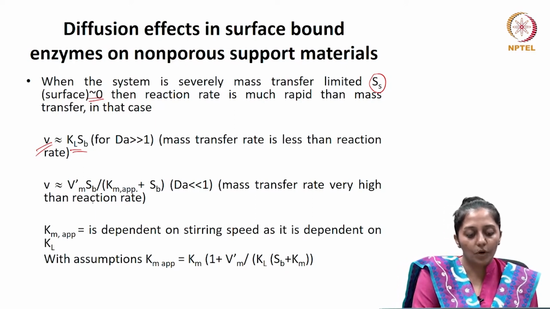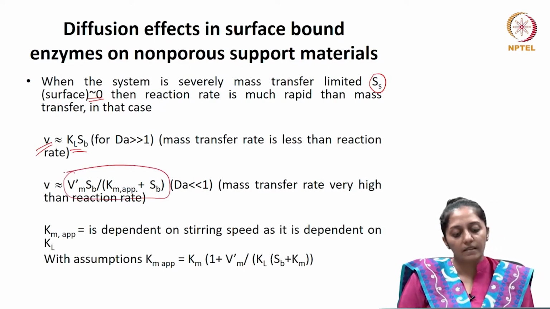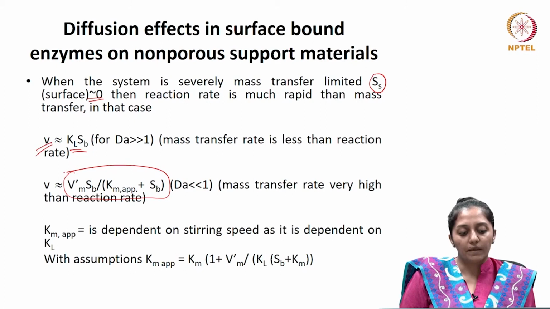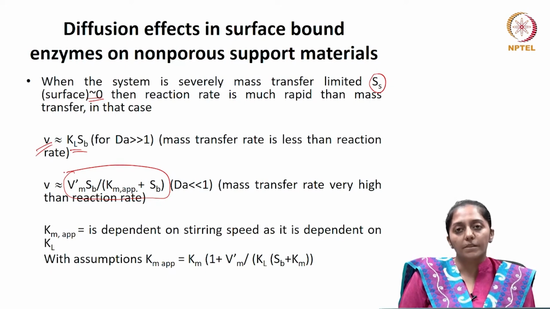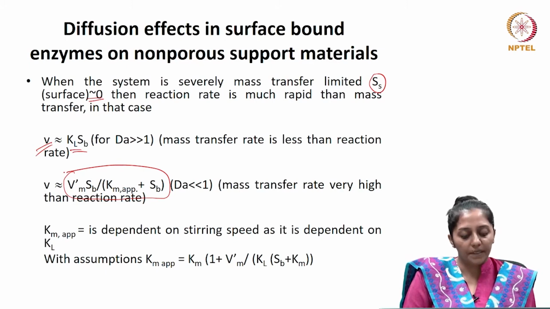Here, if it follows Michaelis-Menten kinetics, then it has been shown that the reaction rate will be given as the Michaelis-Menten form with the substrate concentration as S_B. Now, the Michaelis-Menten constants here will be apparent values because it is an immobilized system, and they would depend on the stirring speed and other operating parameters.